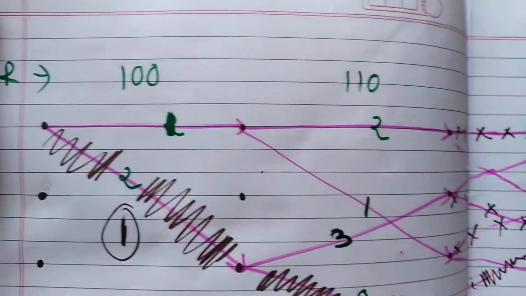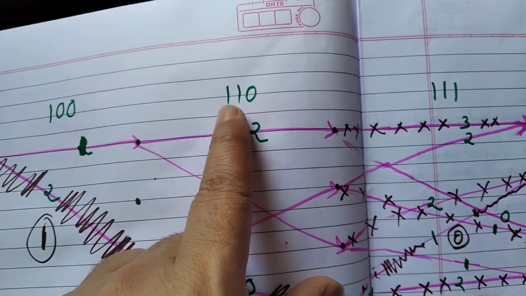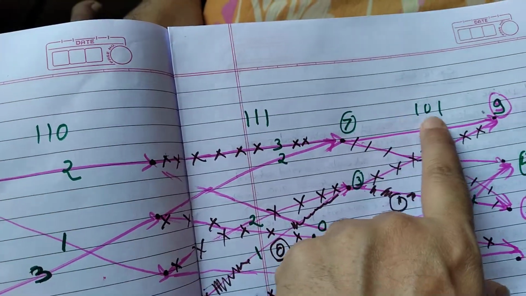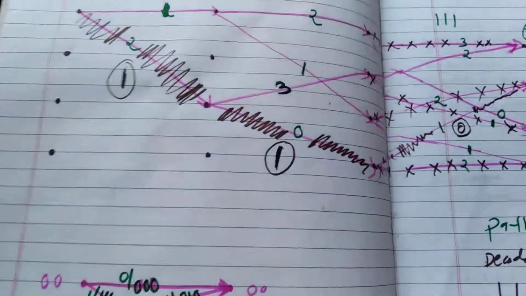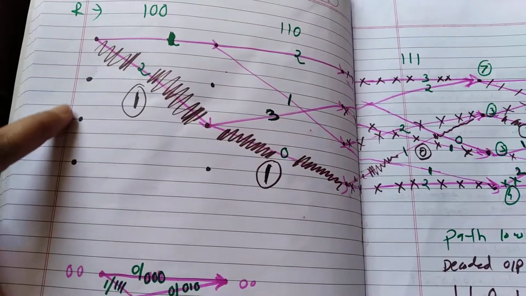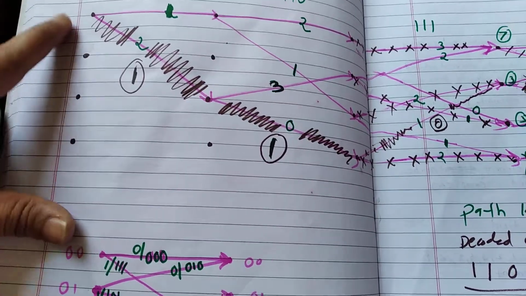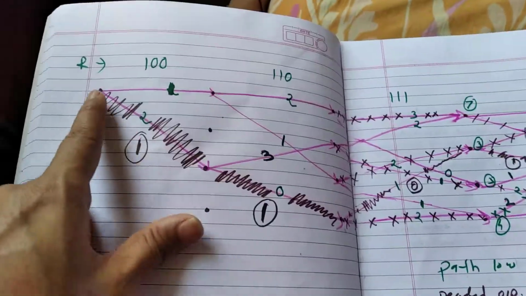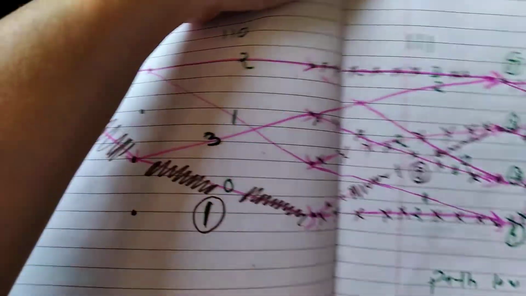After that, in a problem they give you the received code stream. Here the example is 100 110 111 and 101. For that you have to find what could be the input message. For that you first have to draw these four dots corresponding to each state. Here again I have drawn it.